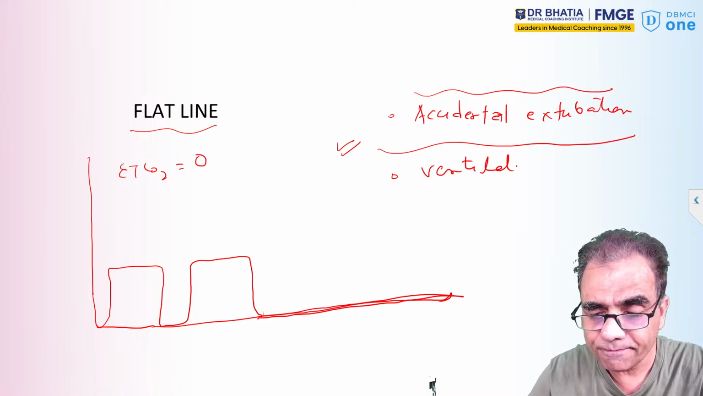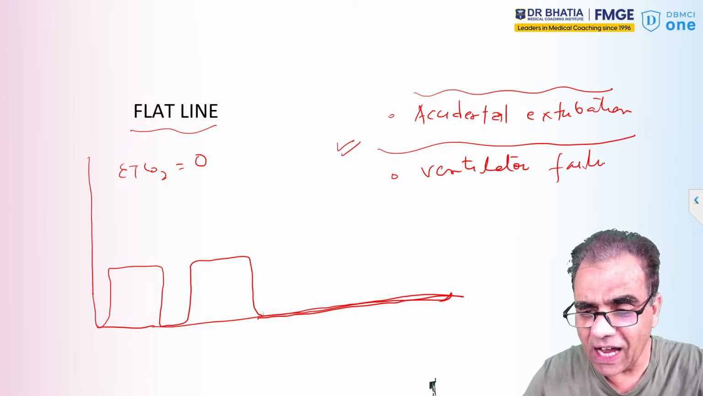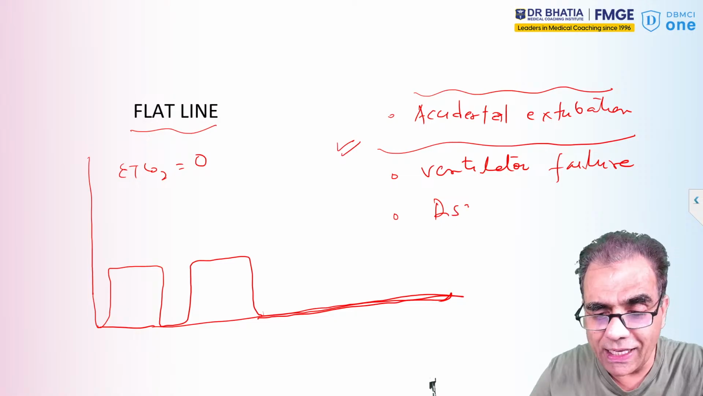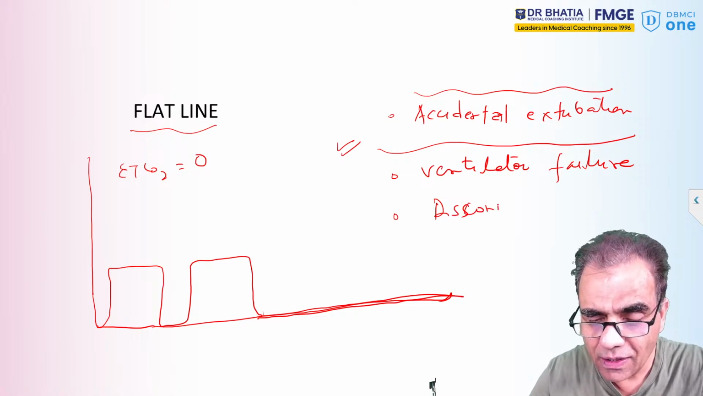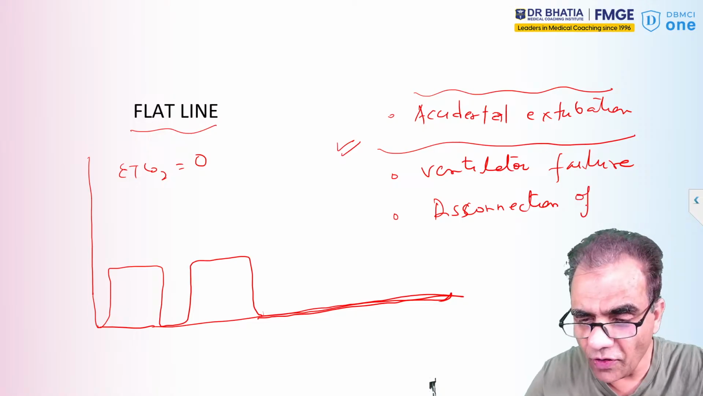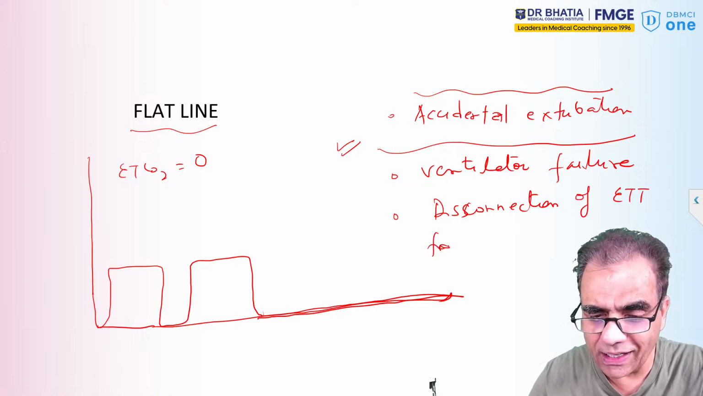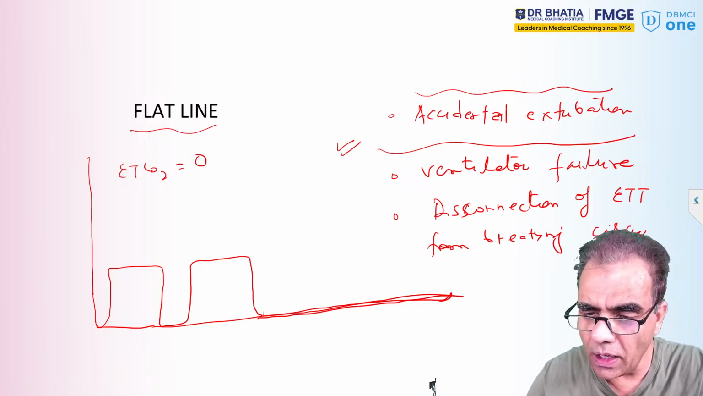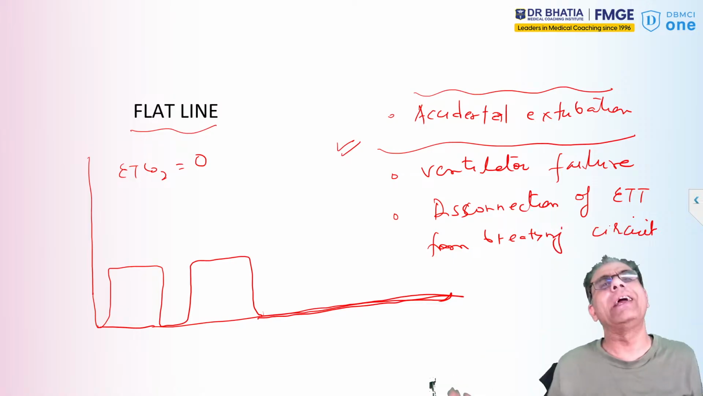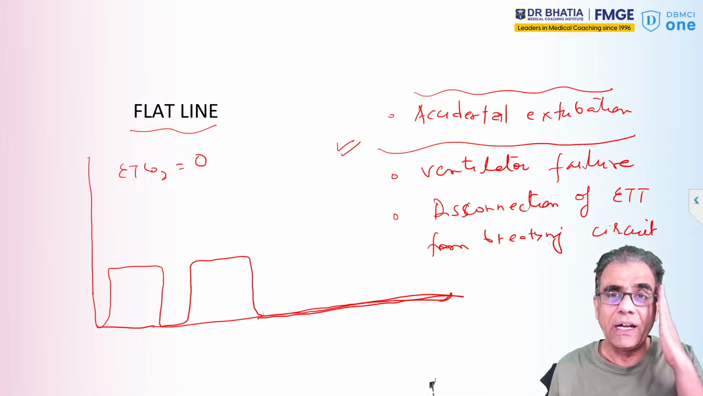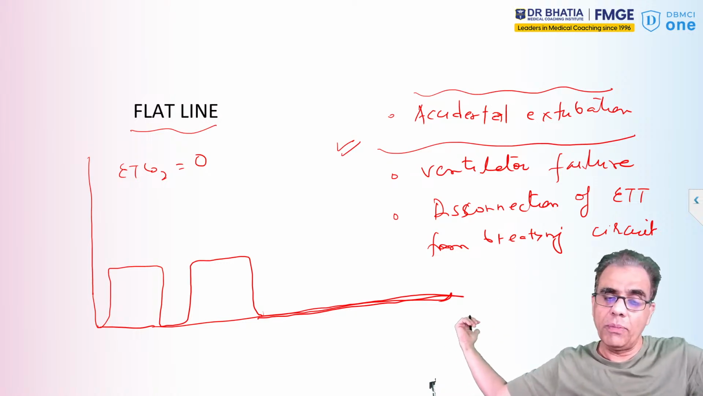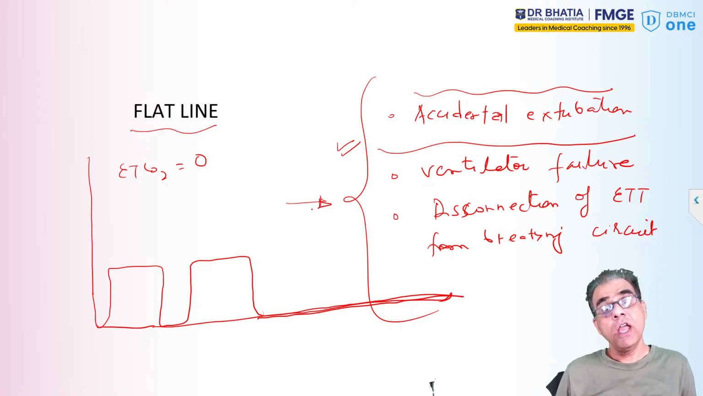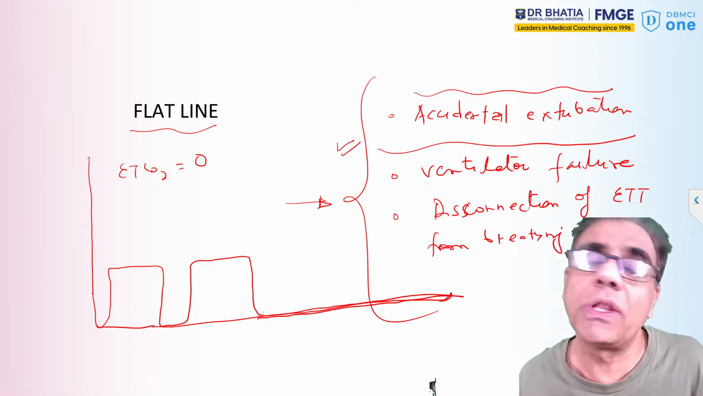So if you find this graph, accidental extubation should be the first thing that comes to your mind, or ventilator failure. When there is no ventilation, how will CO2 be generated? So again, it is going to become zero. Or disconnection of the endotracheal tube from the breathing circuit. You are ventilating the patient with the breathing circuit, and if it gets disconnected, how will CO2 reach the monitor? So again, it will become zero. So these are the common life-threatening conditions which can be detected within seconds with capnography.